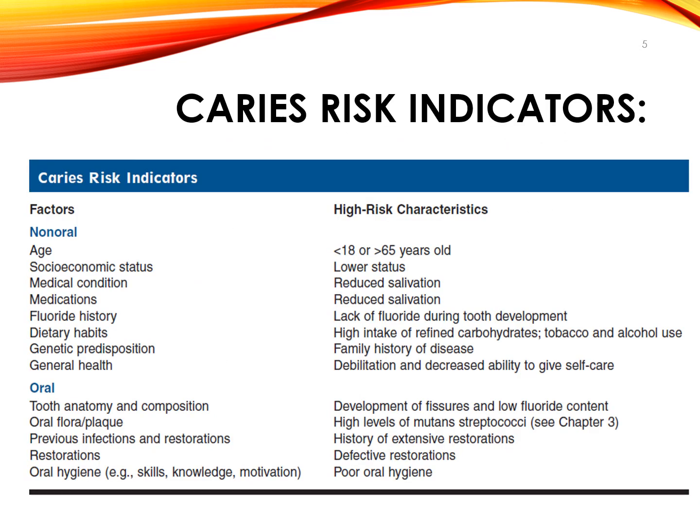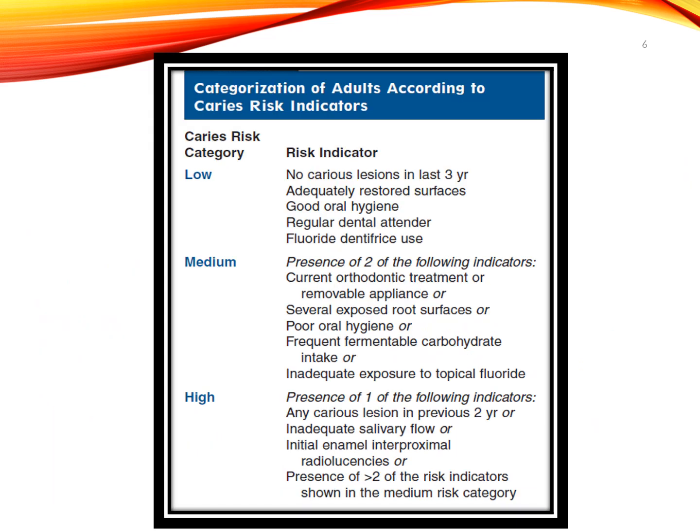Now, these are the caries risk indicators which are commonly seen. In case of non-oral risk factors, it includes age, wherein you have young patients or old adults who are more than 65 years of age, and lower socioeconomic status are the ones who are at high risk. And if there is reduced salivation due to a medical condition or due to frequent intake of medications, or if there is a lack of fluoride during tooth development and high intake of refined carbohydrates, a family history of increased susceptibility to caries, and in addition if there is a decreased ability or debilitation to give self-care, so these people are the ones who are at high risk.